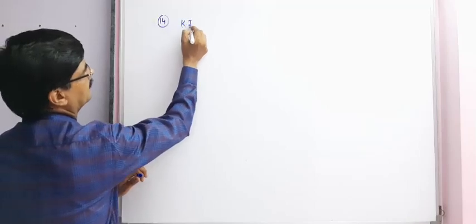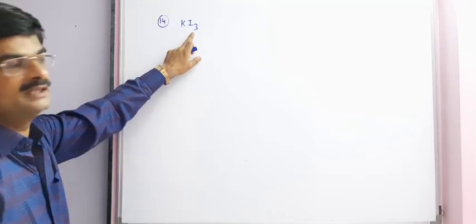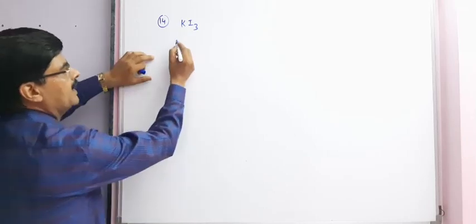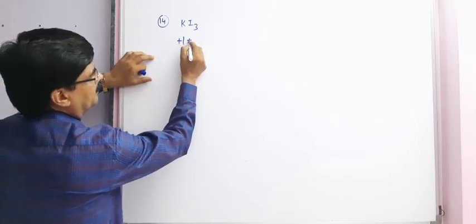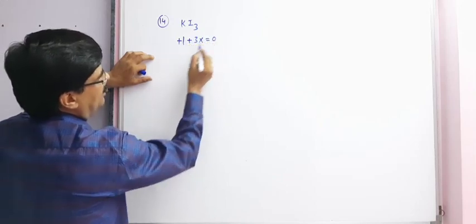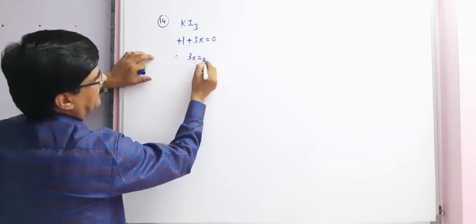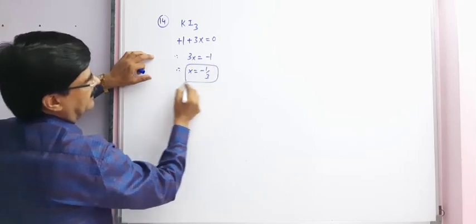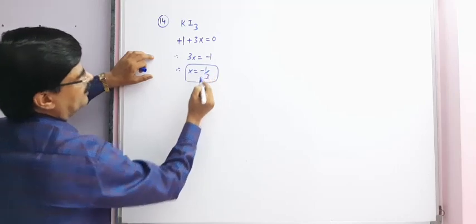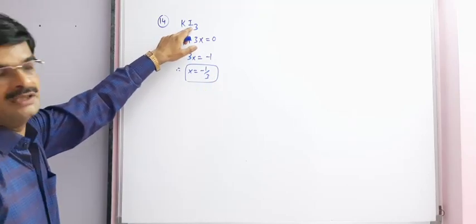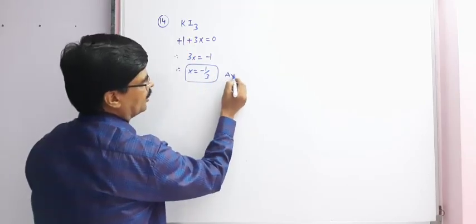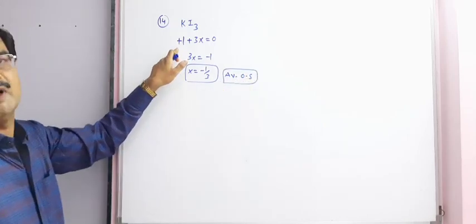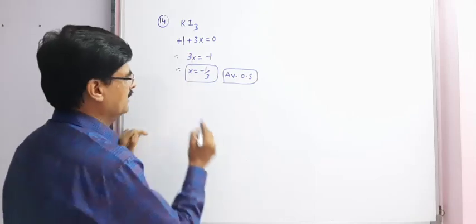For KI3, we want to find out the oxidation state of iodine. For K, it is plus 1, plus 3x is equal to 0. Therefore, 3x is equal to minus 1, so x is equal to minus 1 by 3 for iodine. But this is again a wrong answer, or the average oxidation state. Now, how do we find out the right oxidation state?